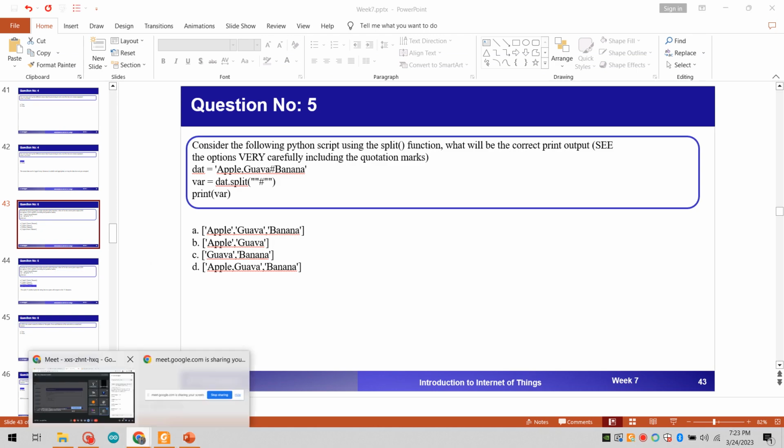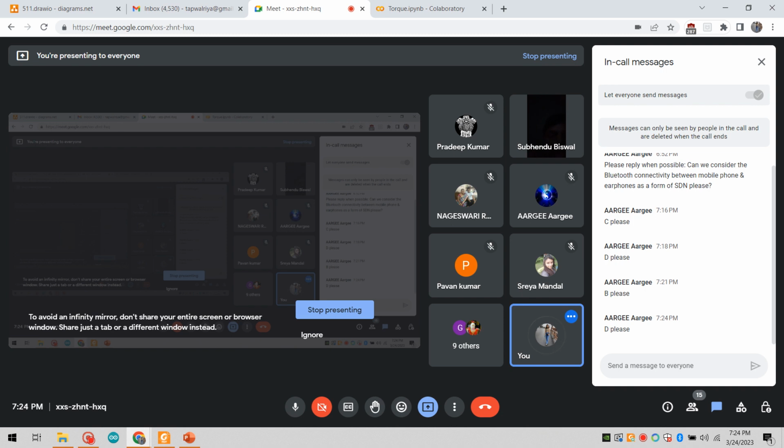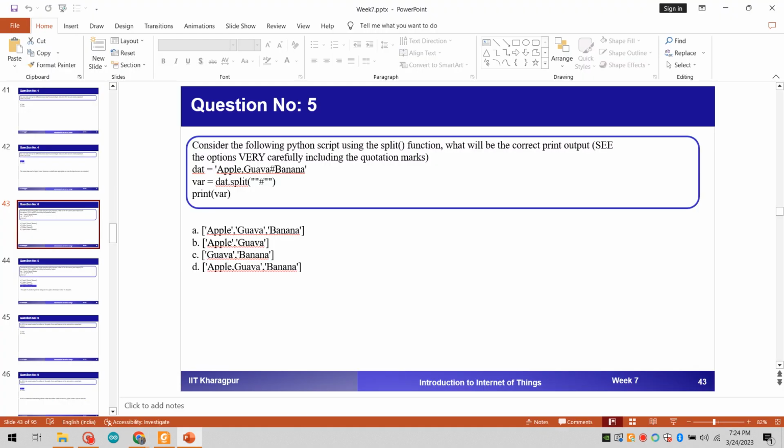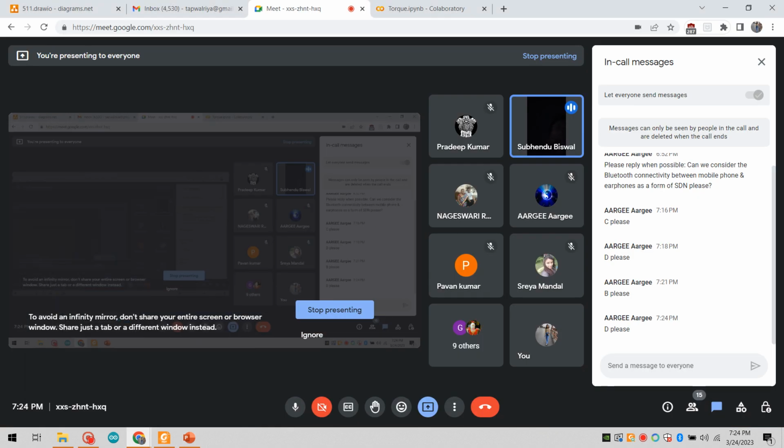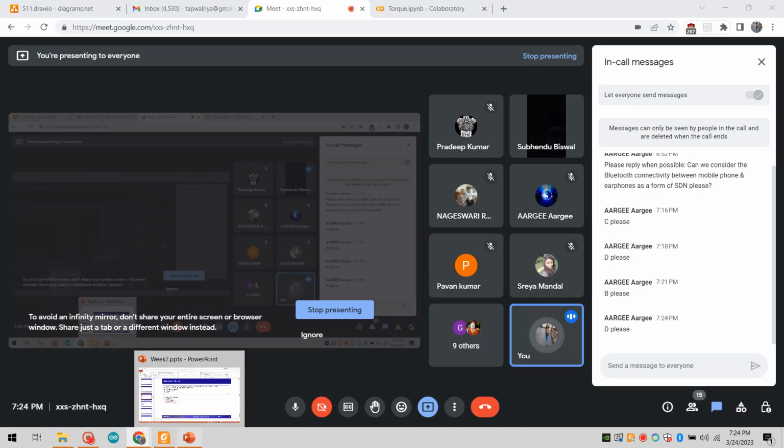Anyone? D. Others? D is apple, guava, banana. Okay. So we are splitting using the hash value. So which option is correct? In A, which? D. Okay. Others? I've got only 2 replies for this question.